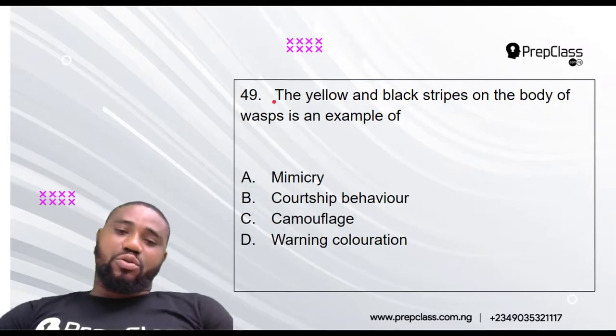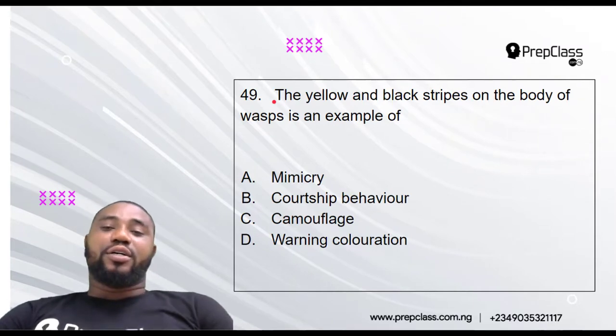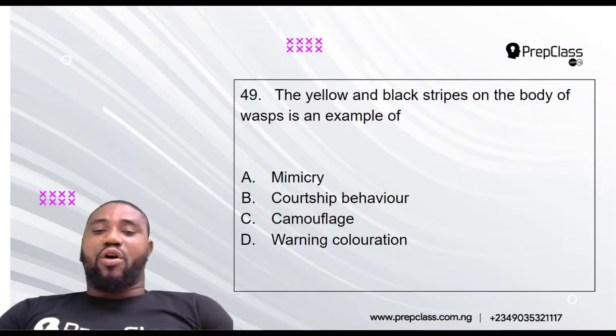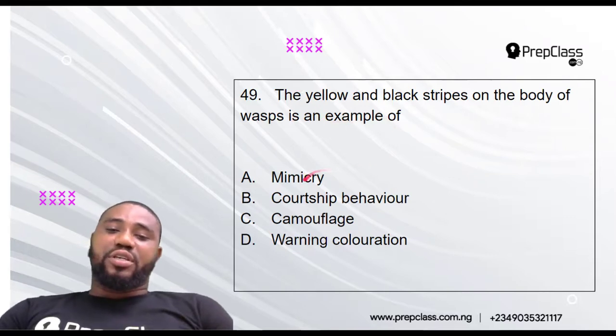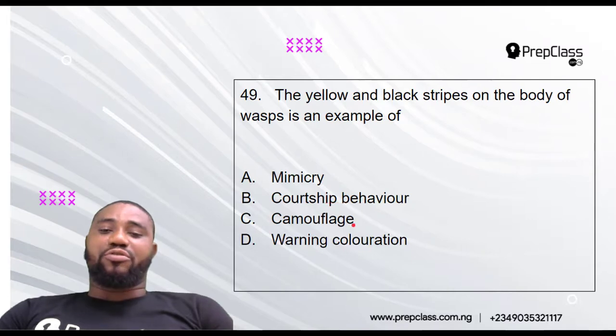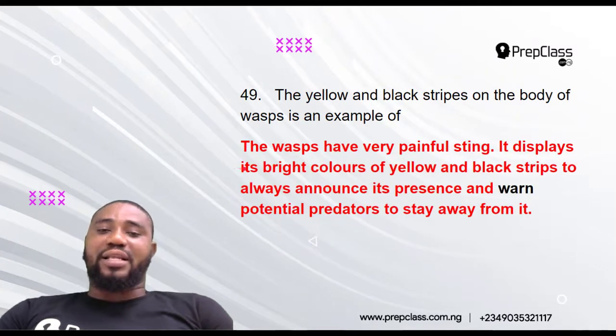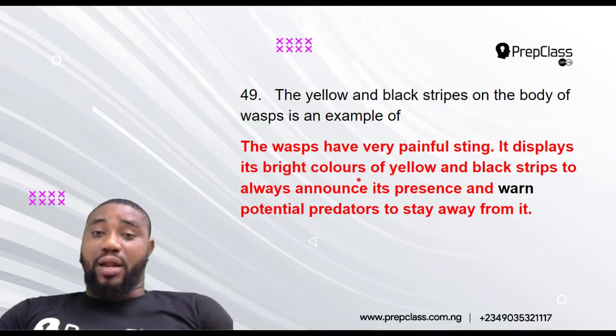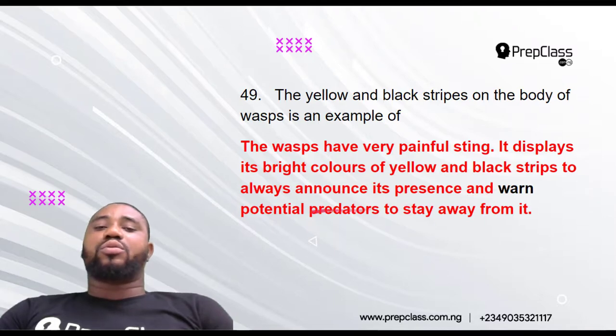Question number 49. Oh, they are finally furious with crossing. The yellow and black stripe on the body of a wasp is an example of, is it mimicry, is it courtship behavior, is it camouflage, is it warning coloration? Now look at this. The wasp has a very painful sting. It displays its bright colors of yellow and black stripes to always announce its presence and warn potential predators to stay away from it.